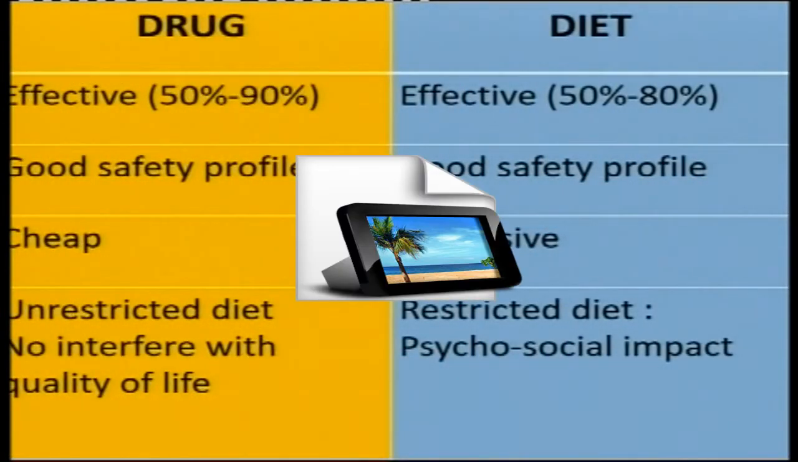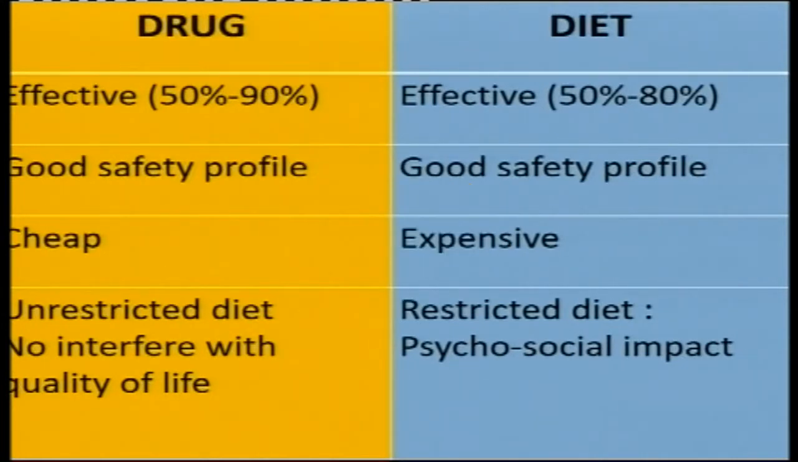Why didn't I choose diet? Even though both are 50 to 90 or 50 to 80%, both have a good safety profile, but the diet is very expensive. You know that the bottles of amino acid-based formula cost more than 200 riyals, in addition to the flavor. And the most important thing, they are restricted. They have psychosocial impact, while with steroid, they feel it doesn't interfere with the quality of their life.